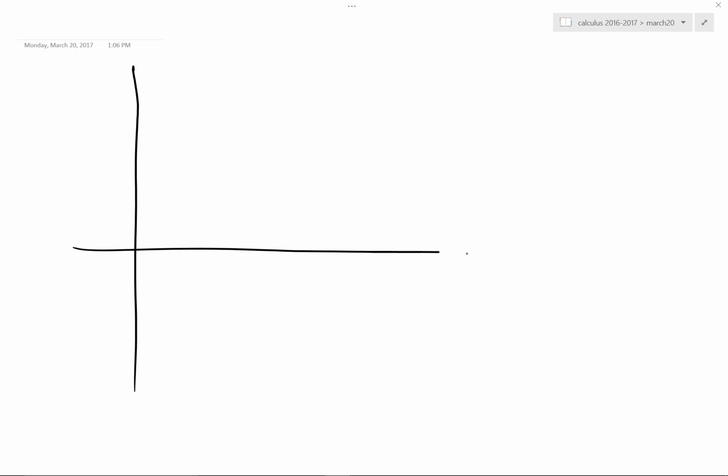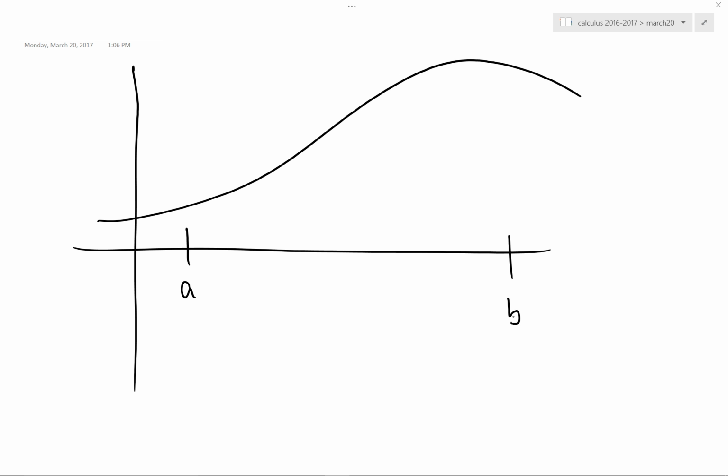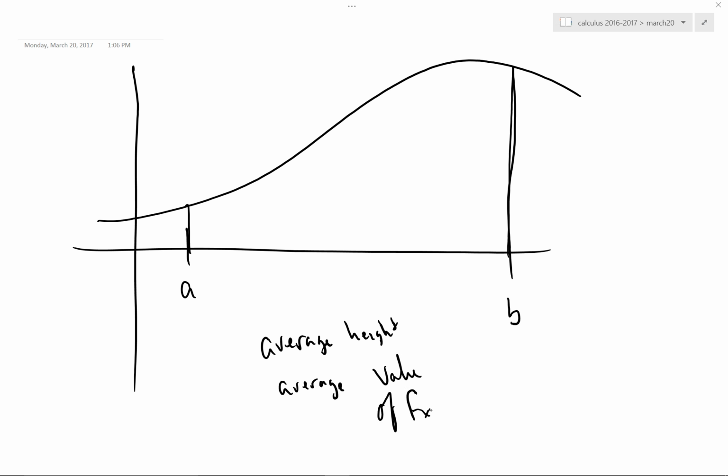Suppose you had a function that looked like this. I don't care what it looks like. It's not important to me. From A to B. What's the average height of that function? How can I figure that out? From here to here. Average height. Or if you prefer, average value of f of x, if you will. How can I figure that out?